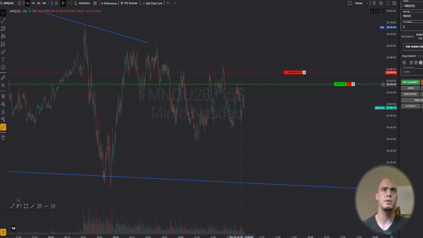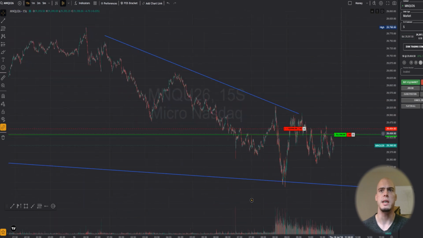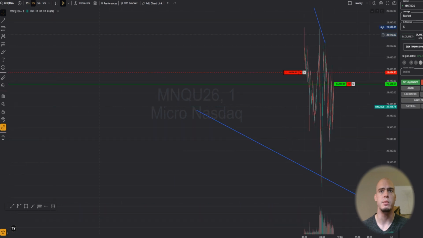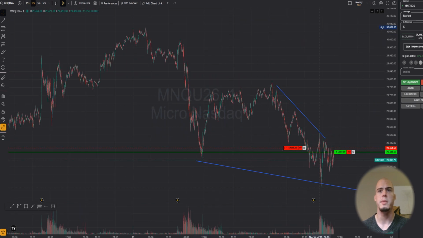So how do you get a perfect entry? How do you enter right here and be up $3,800, $3,900 on this trade? Well, the first thing you need to do is understand the overall market context and what you're looking at. We have the market making new lows here, and then we have lower highs as well.